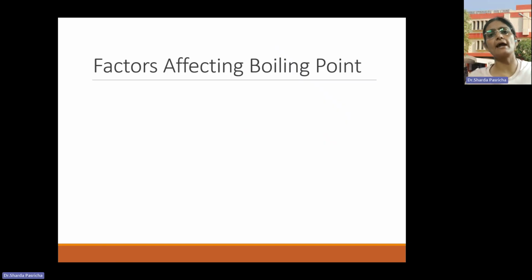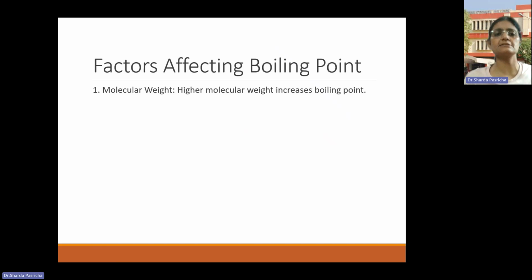Now, let us take a look at the factors which affect the boiling point of a liquid. There are ideally 4 factors which affect the boiling point of a liquid. First is the molecular weight. Now, if you look at molecular weight, the intermolecular forces of attraction, they determine the boiling point of the liquid. Stronger the intermolecular forces of attraction, higher will be the boiling point of the liquid.